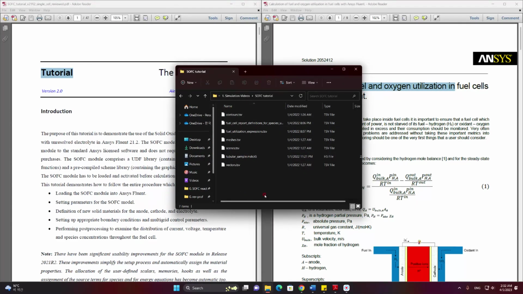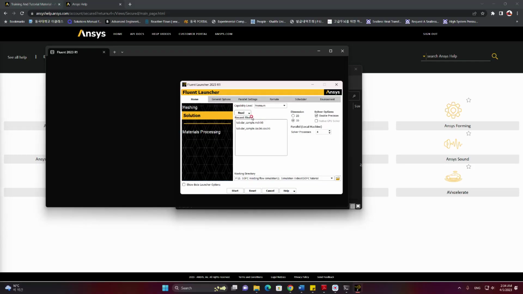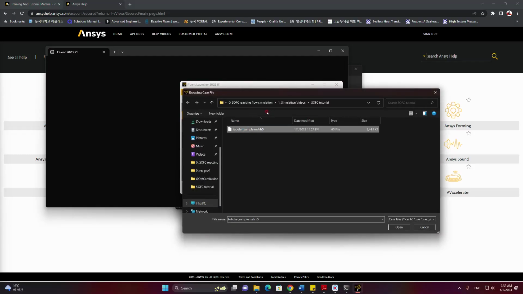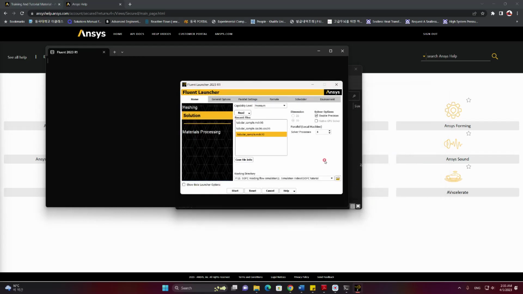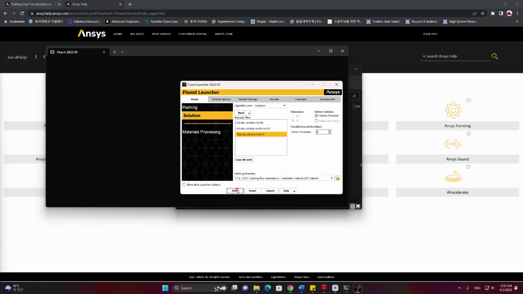Proceeding with the tutorial, the first step is to make the simulation directory. In my case, I have made a directory and copied all the necessary files that are needed. For starting the tutorial, we will start by opening Fluent. We should read this file in the case using two solution processors and with double precision, and also show the mesh, because you can see in the general options, display mesh after reading. So we check this option and go and start.